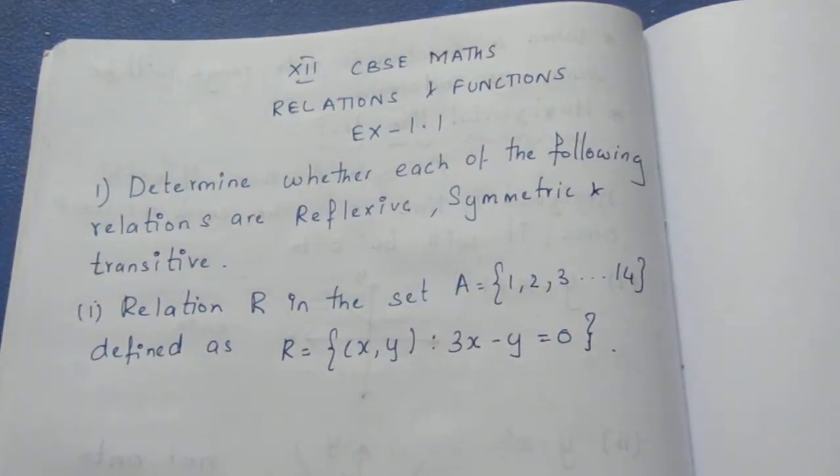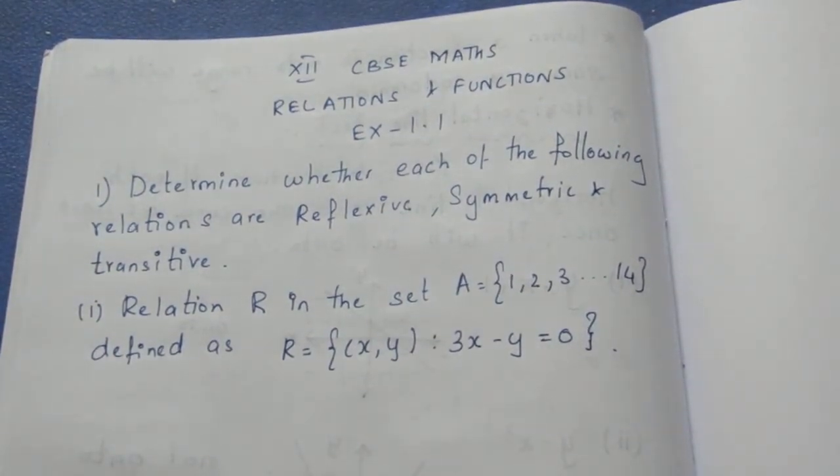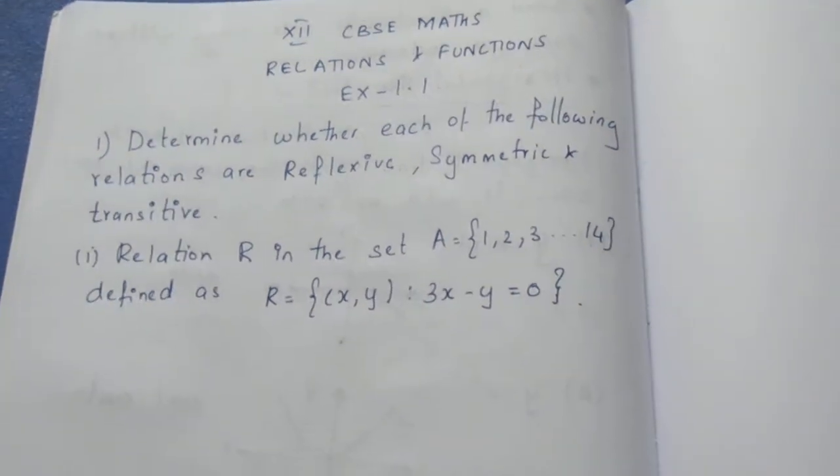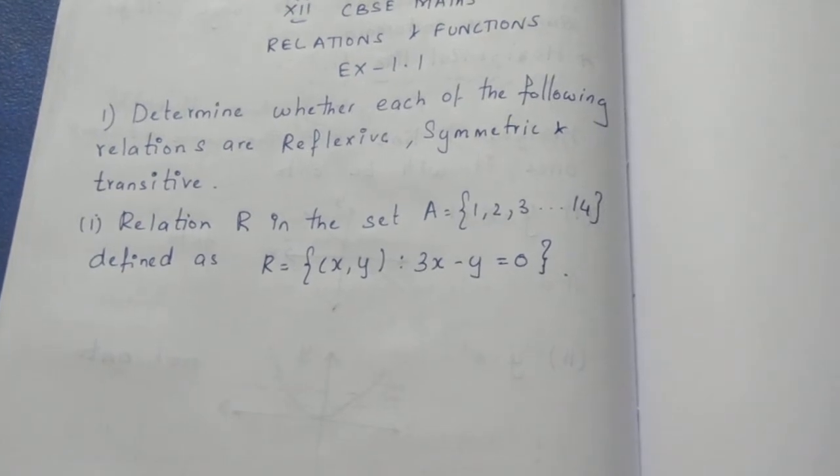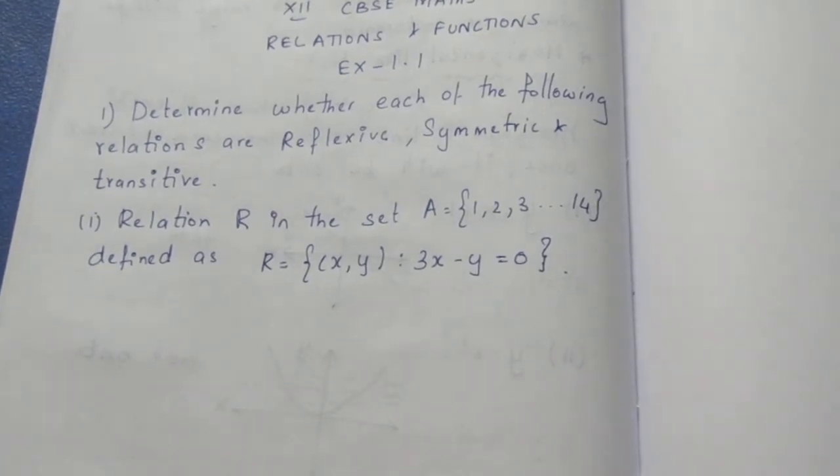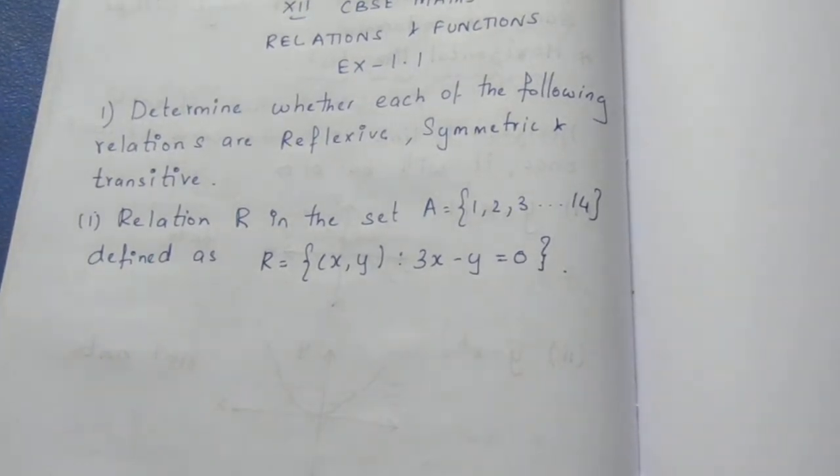Today we are going to see 11 CBSE Maths Relation and Function Exercise 1.1. Question number 1 in that first subdivision. Let's see the question. Determine whether each of the following relations are reflexive, symmetric and transitive. We need to find all the three in the sum.